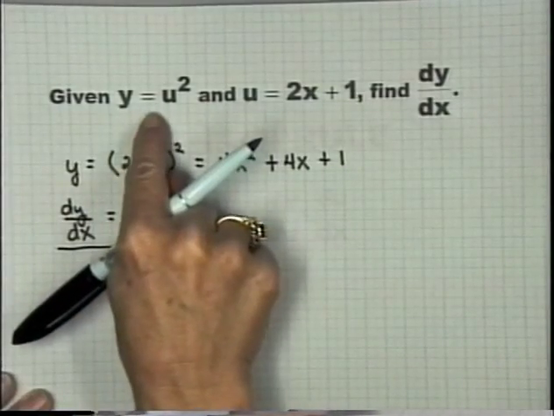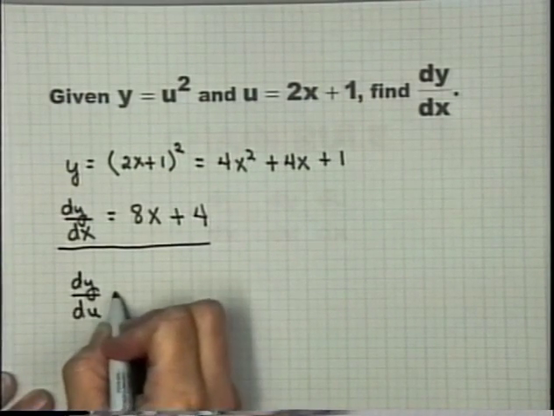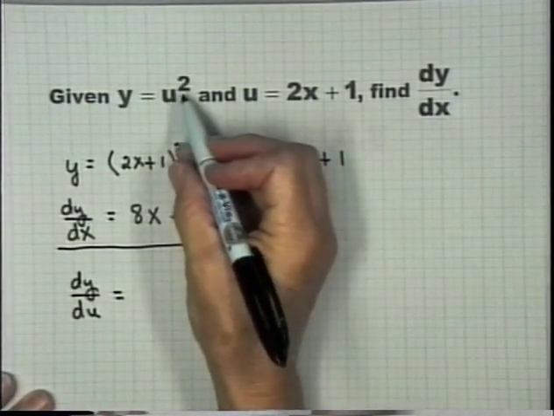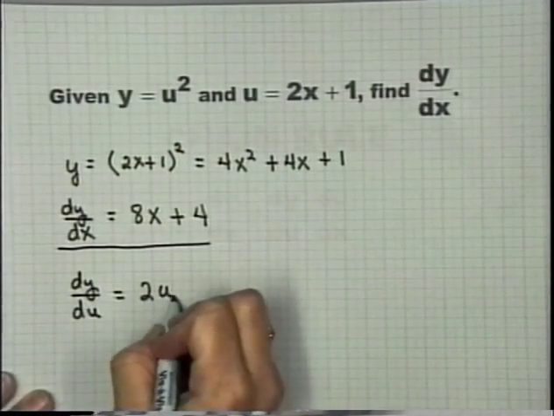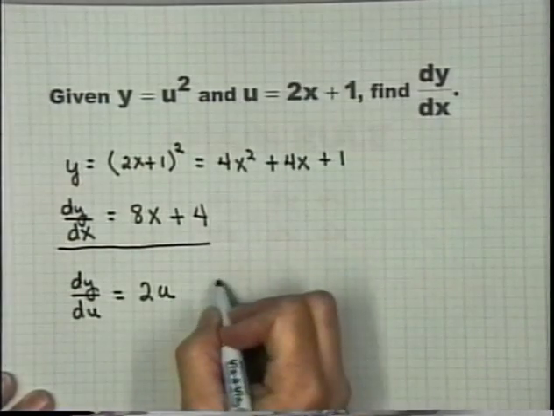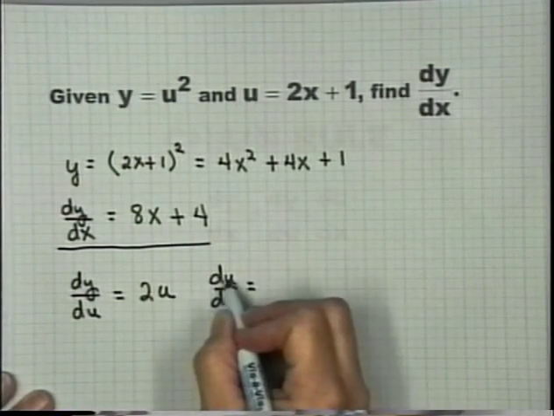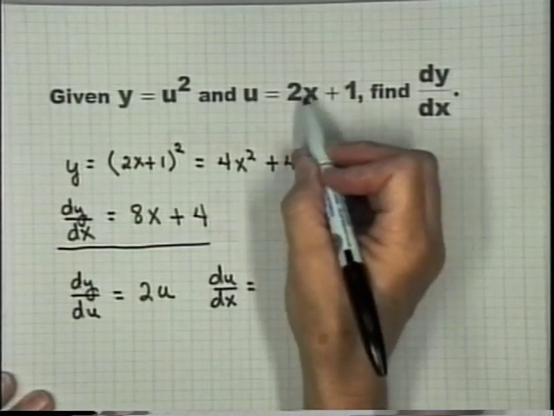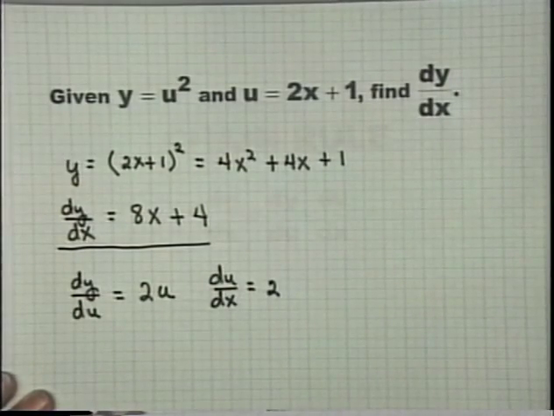Let's go back up here to y, and let's find dy du, the derivative of y with respect to u. Now in that case, I have a simple power of u, and so the derivative is going to be 2 times u to the first power. Okay? Now, since u is a function of x, I'm going to find du dx. In other words, the derivative of u with respect to x. Okay, so if I'm taking this derivative with respect to x, the derivative of 2x would be a 2, and the derivative of 1 would be a 0.